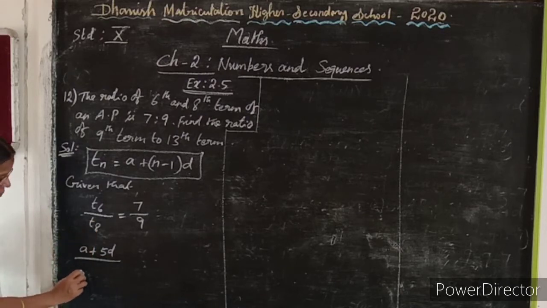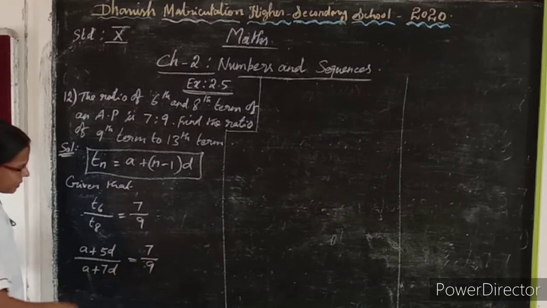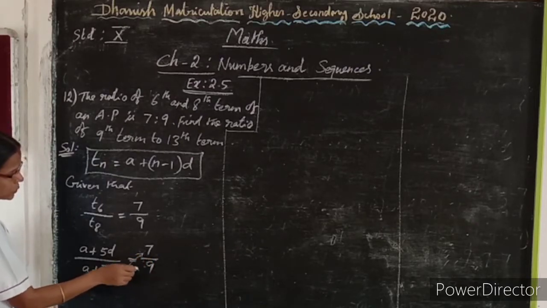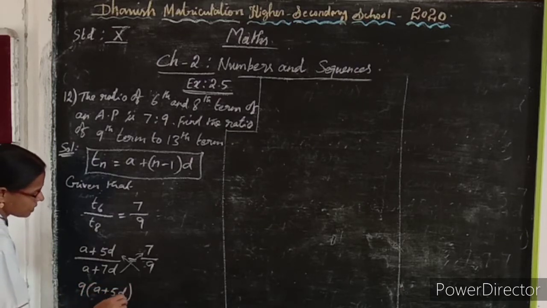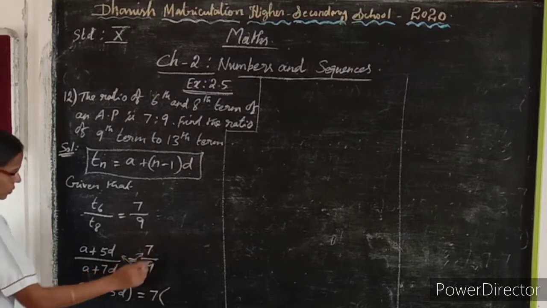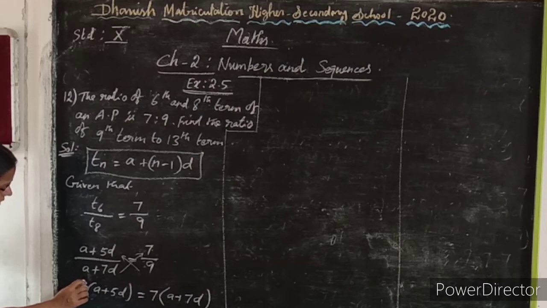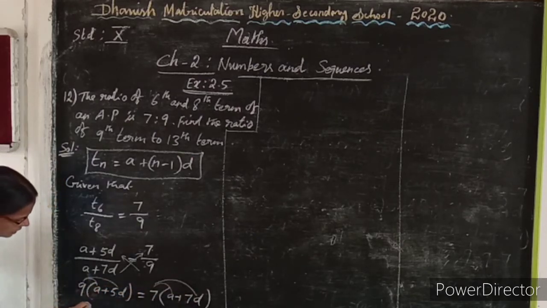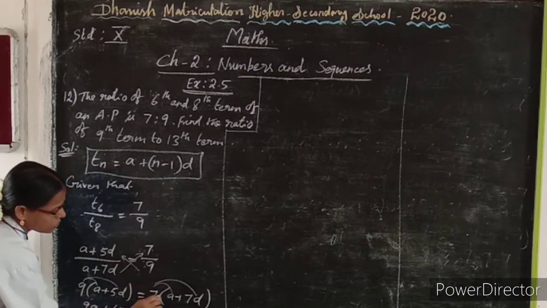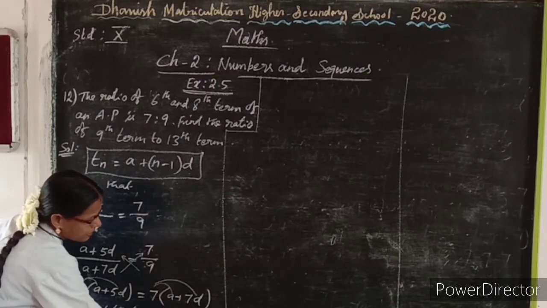So what is the 8th term? A plus 7D, and the ratio is equal to 7 by 9. By cross multiplication, 9 into (A plus 5D) is equal to 7 into (A plus 7D). Now remove the brackets. So multiply: 9 into A is 9A, plus 9 fives are 45D, is equal to 7A plus 7 sevens are 49D.